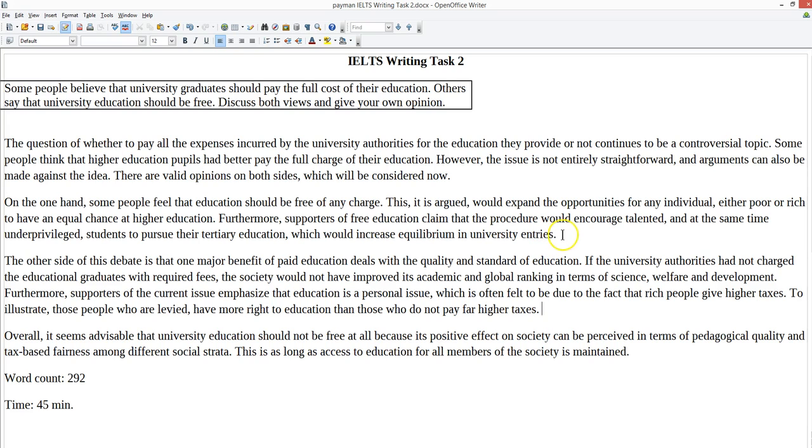So we've got one here that says it should be free because it will allow more people to benefit from education. Okay, that sounds good. So the opposite view should be that graduates should pay. Why should they pay? So deals with the quality and standard of education. So this paragraph would have had to have said exactly why graduates are paying.